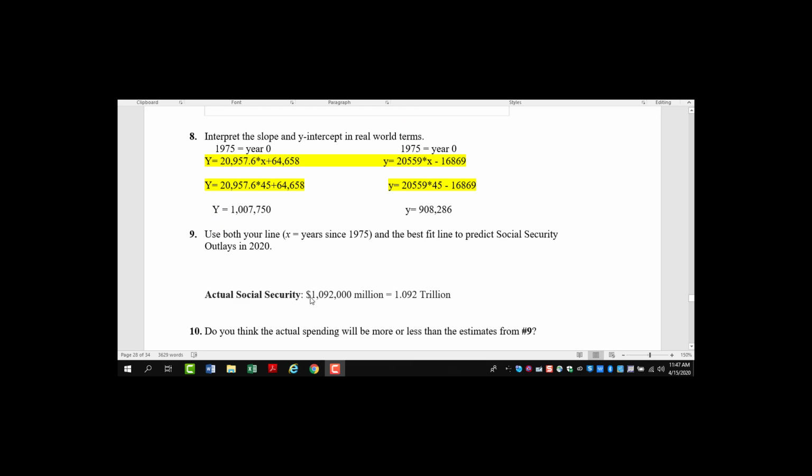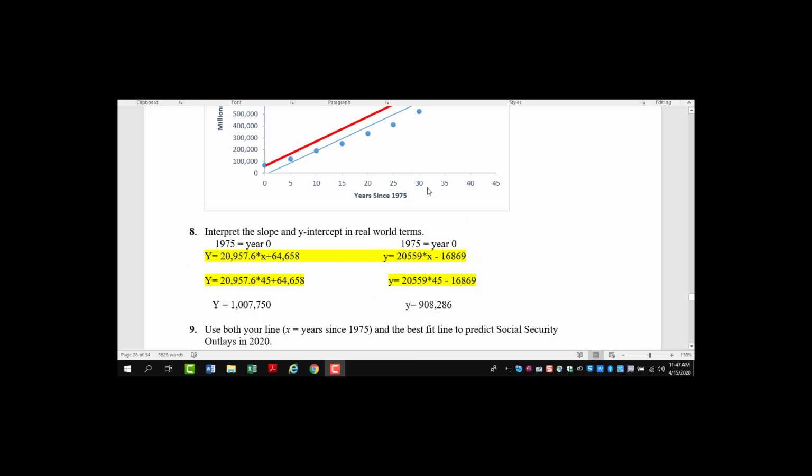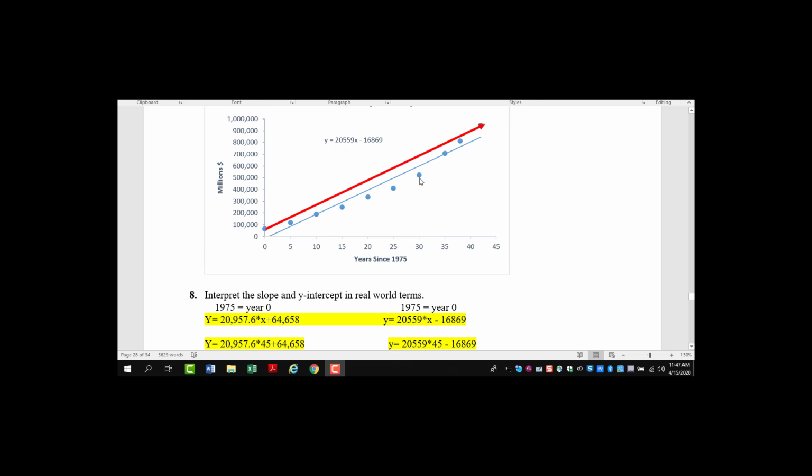So the actual number was 1.092 million millions, which is 1.092 trillion. Our model using the first and last data points was more accurate than the best fit line generated by Excel. You wouldn't think that, but what we were able to do was capture some of this increasing momentum, increasing spending in the last 10 or 15 years.